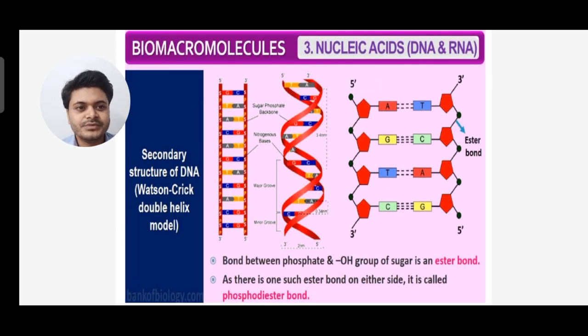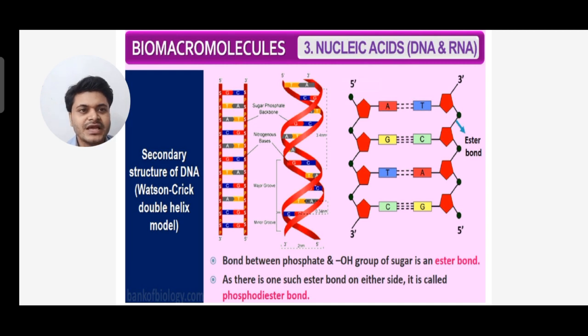So the bond between a phosphate and OH group of sugar is an ester bond. Alright, so the bond formed between phosphate and OH group of sugar is an ester bond, as there is one such ester bond on either side. That's why it is called phosphodiester bond. You can see on the right hand side the ester bond location is given.